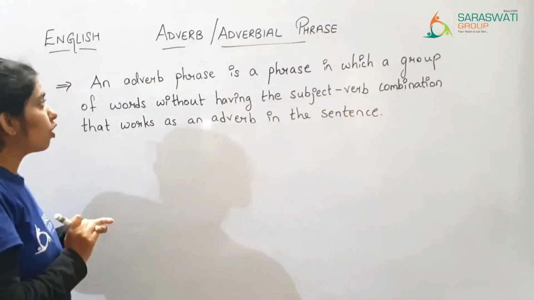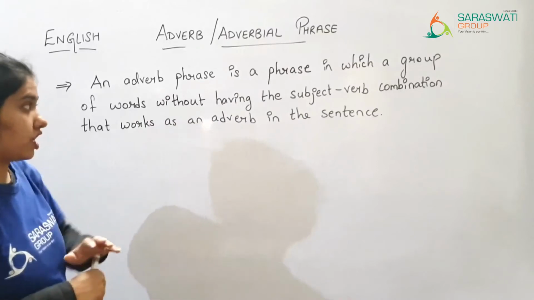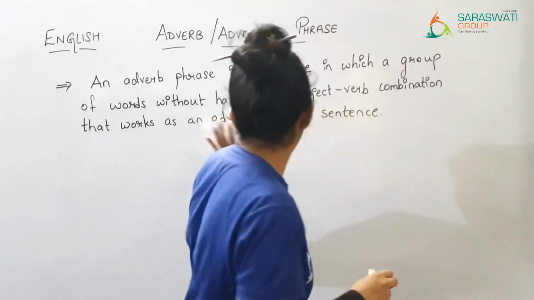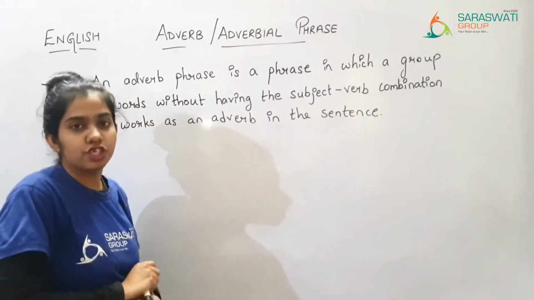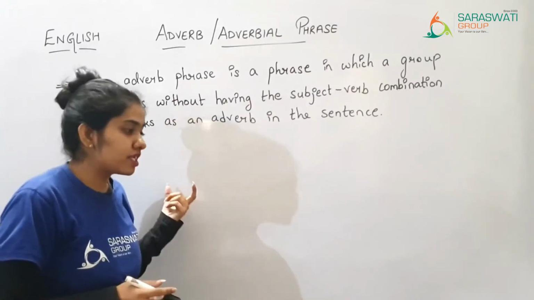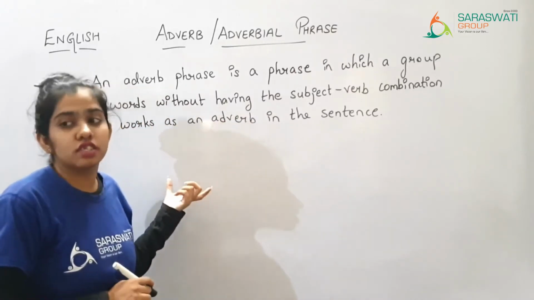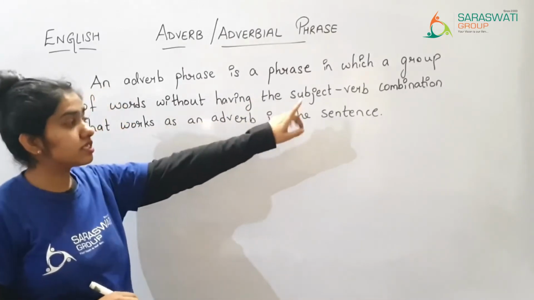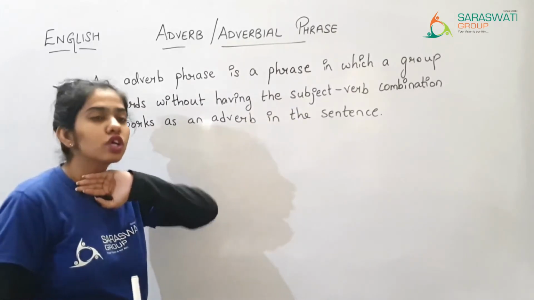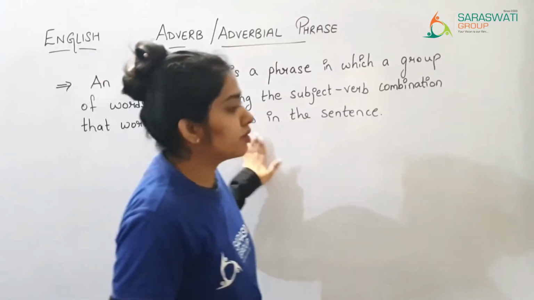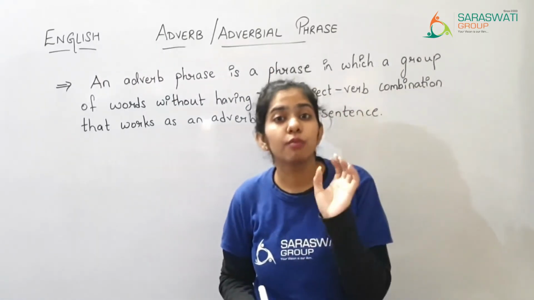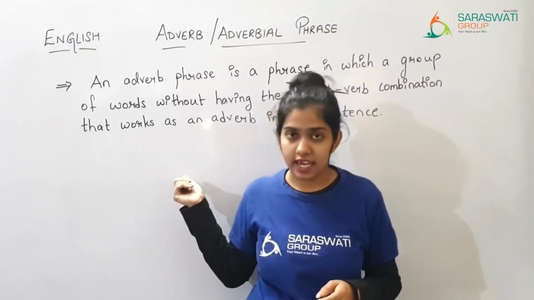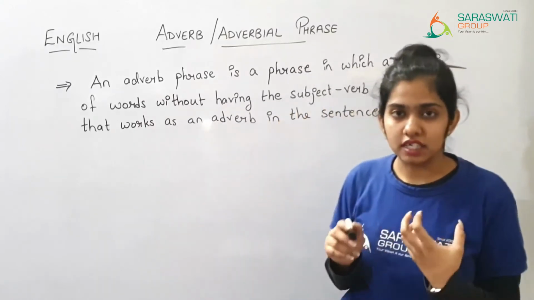So, adverb phrase means what? An adverb phrase is a phrase in which there is a group of words without having the subject verb combination. That is, a group of words in which there is no subject and no verb; the combination of both does not come in it. That works as an adverb in the sentence, that is, it works only as an adverb in the sentence. So such kind of group of words is known as an adverb phrase. We will understand it better with the help of an example.